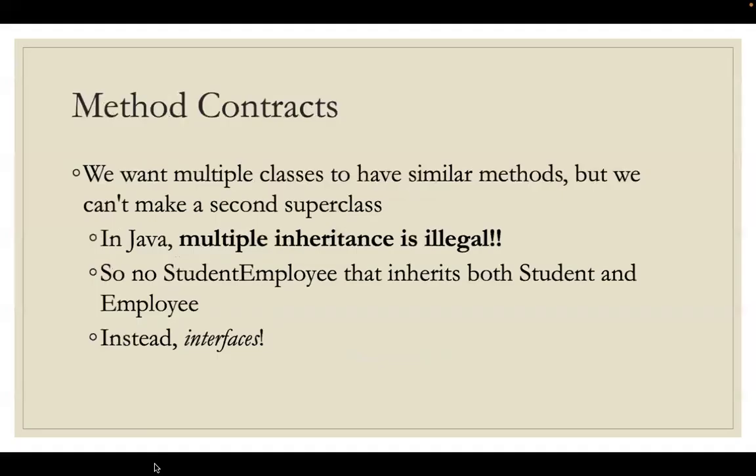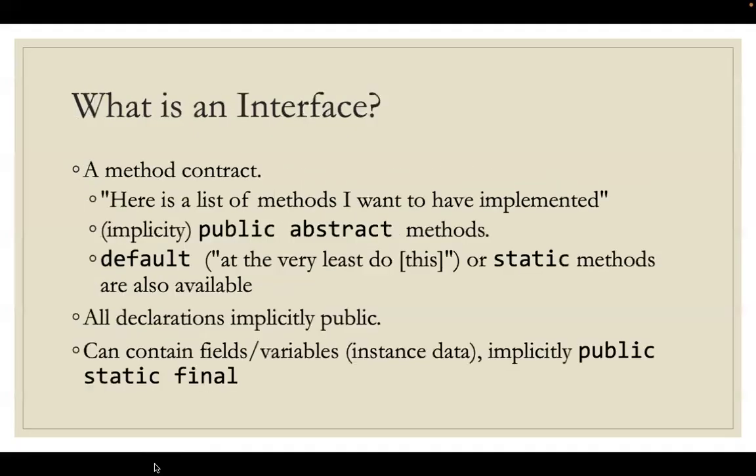Instead, we get around that using interfaces, where an interface is a method contract. It's a list of methods that anything that uses this interface must implement. Recall they're implicitly public and abstract methods. There are other options available, but implicitly they're all public abstract. So your interface is going to look pretty simple. It's just the method signature and then a semicolon.